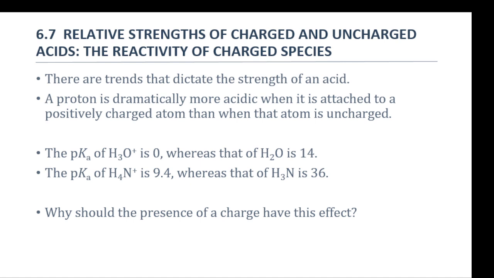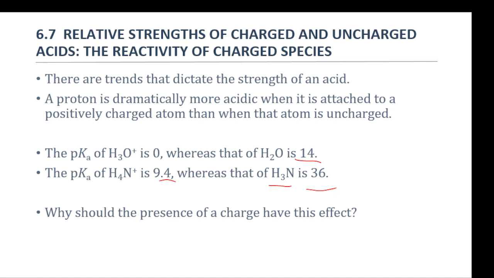Yeah. Okay, so there are trends that are going to dictate the strength of an acid. A proton is going to be dramatically more acidic when it's attached to a positively charged atom than when the atom is uncharged. The pKa of H3O+ is going to be 0, whereas H2O is going to be 14. The pKa of H4N+ is going to be 9.4, whereas H3N is going to be 36. And so again, as we make something more positive, it's going to be significantly more acidic. It's going to have a significantly lower pKa, right?